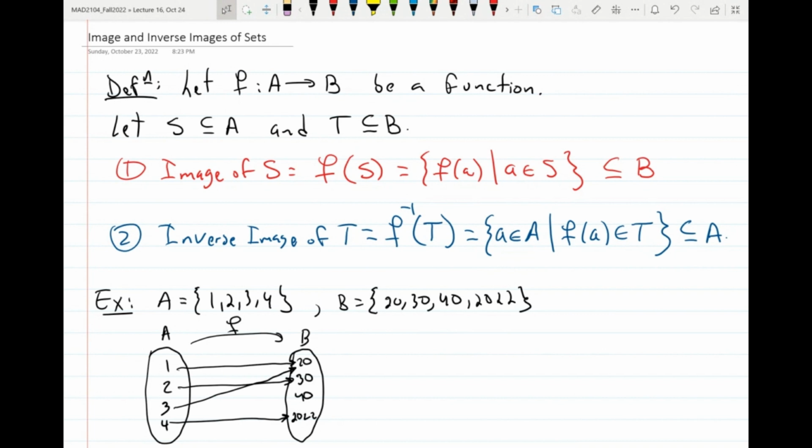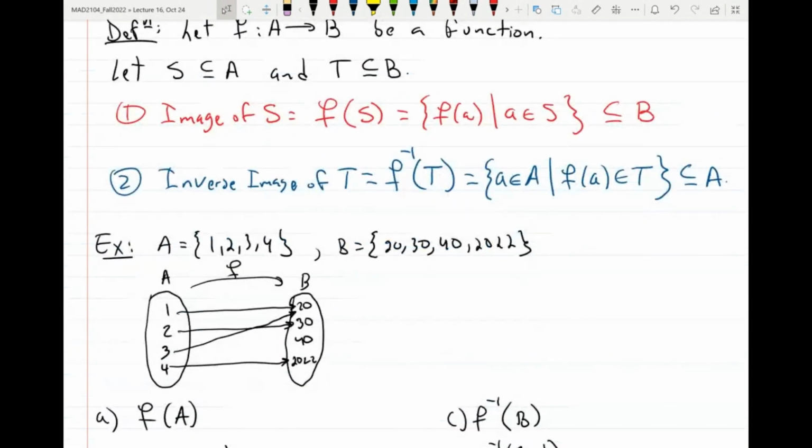So all the pre-images of the elements in T. The elements back in A are called a pre-image. For example, 1 is a pre-image of 20. 3 is a pre-image of 20. Okay? 20 is the image of 1 and 3, and now 1 is a pre-image of 20. Okay? All right, let's see.